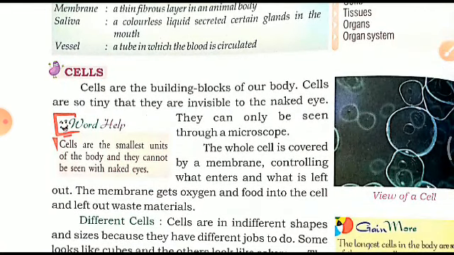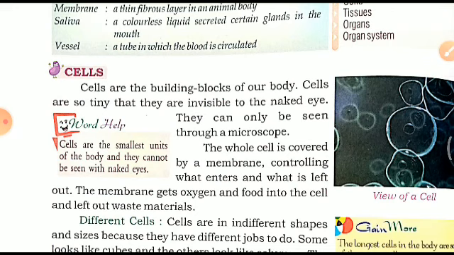Cells are the building blocks of our body. Cells are so tiny that they are invisible to the naked eye. They can only be seen through a microscope, right? That means a cell is a micro thing. It's very minute, even smaller than the tip of our hair. In the chapter it is written that cells are the smallest units of the body and cannot be seen with the naked eye. You need a microscope to see a cell.